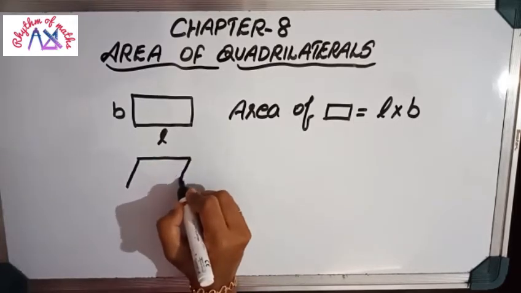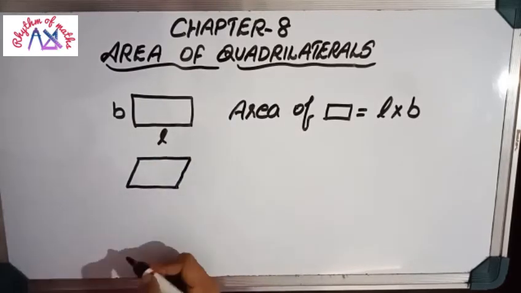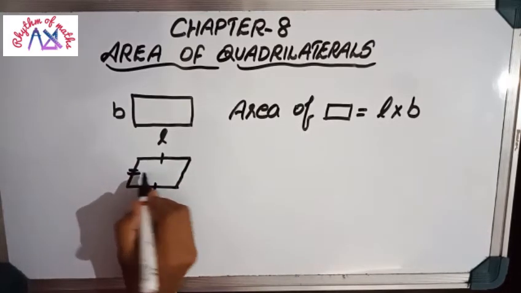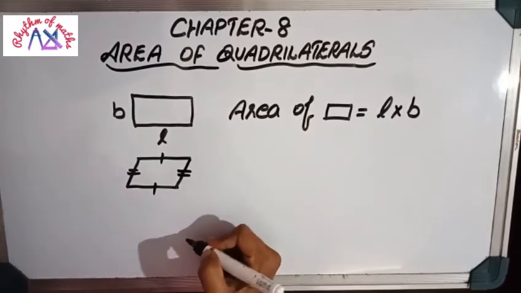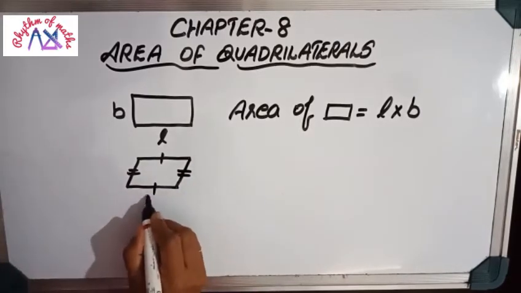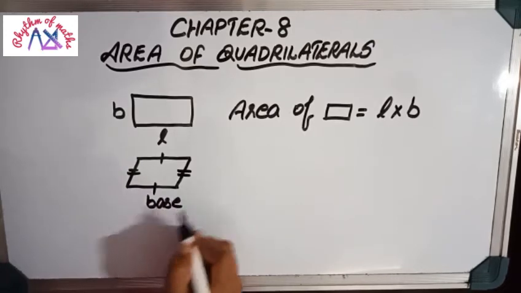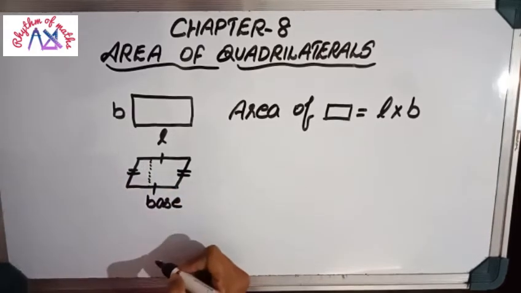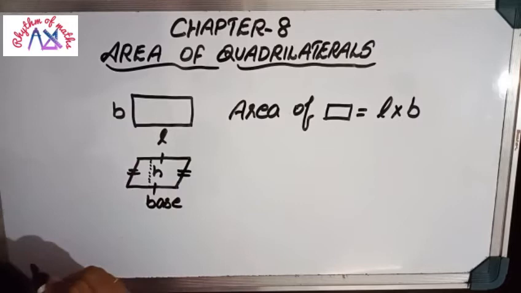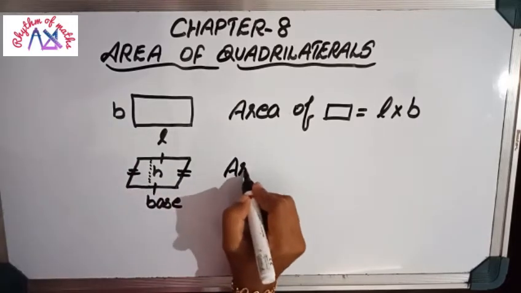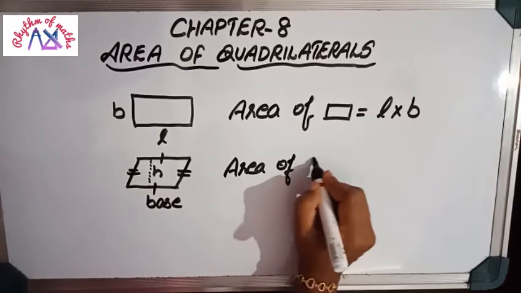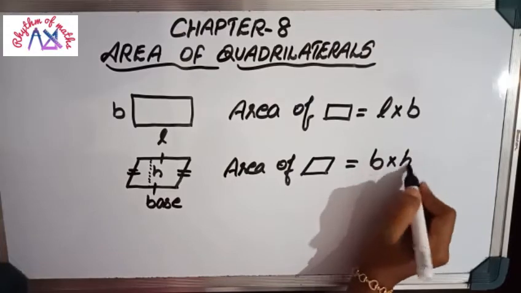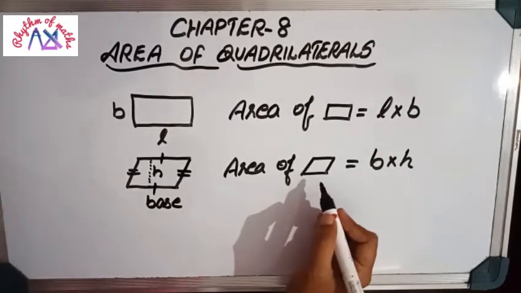Okay, parallelogram means what? Opposite sides are parallel, that is parallelogram. These two sides are equal and parallel, these two other sides are also equal and parallel. Now here this side we can consider as base, and for a parallelogram one height will be there, one perpendicular height, that we can mark as h. Now for rectangle, and for parallelogram, the equation is base into height. This is the equation to find area of parallelogram.